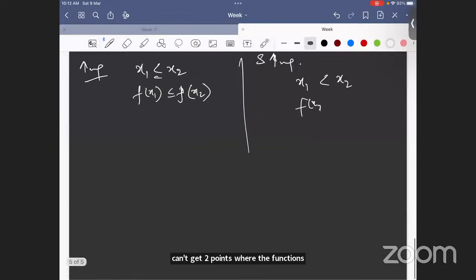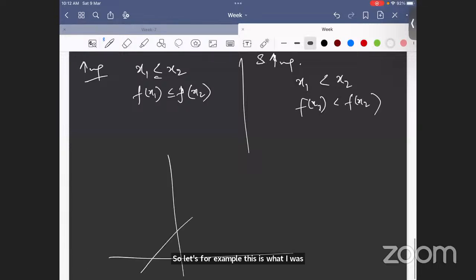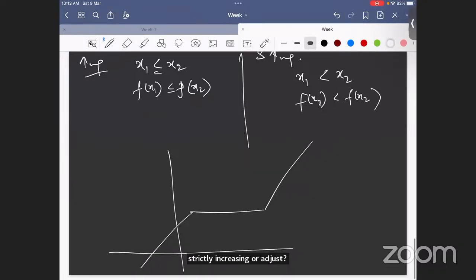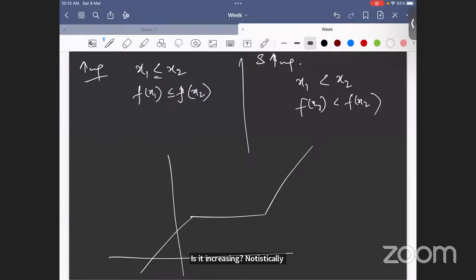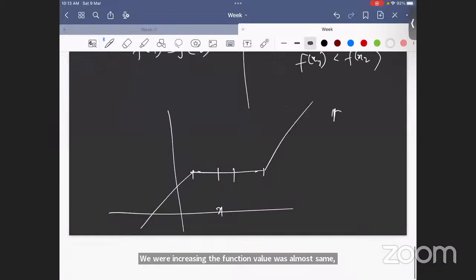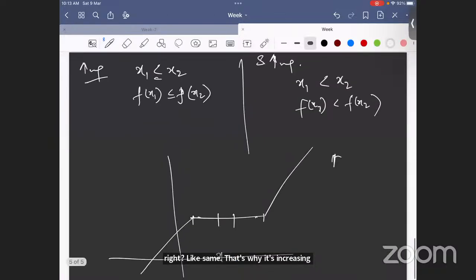For example, say you have a function that is increasing like this and then goes flat. Can you tell me whether this is strictly increasing or just increasing? It is increasing, not strictly increasing. Yes, it's an increasing function, but for some stretch from here to here, even though x1 and x2 were increasing, the function value was the same. That's why it's increasing but not strictly increasing. Strictly increasing means the equality sign won't hold.